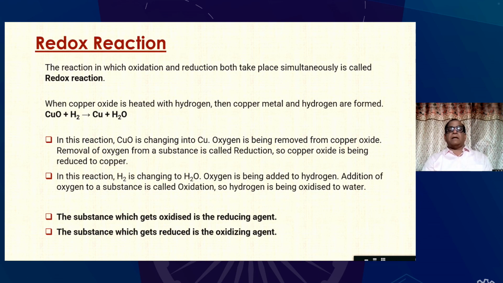When copper oxide is heated with hydrogen, copper metal and water are formed. In this reaction, you see that copper oxide is changing to copper. That is, oxygen is being removed from copper oxide. Removal of oxygen from a substance is called reduction. So, copper oxide is being reduced to copper.